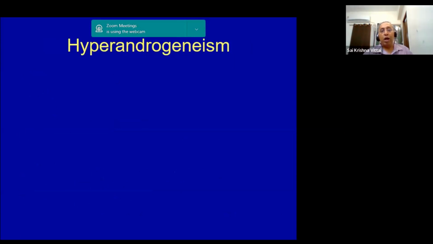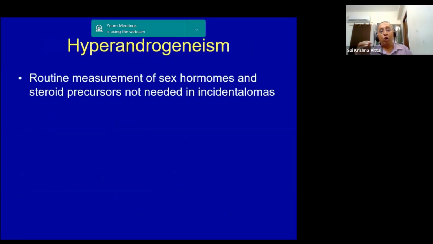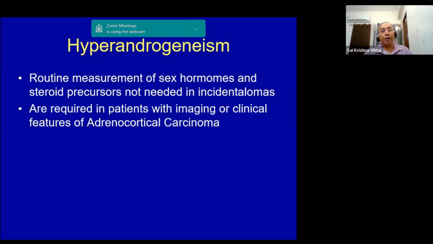Coming to sex steroids or hyperandrogenism, where will you routinely measure sex hormones in a case of adrenal incidentaloma? I don't think measurement of sex hormones and steroid precursors is routinely indicated. You will do it when there are clinical features suggestive of adrenocortical carcinoma. So when you see that there are clinical features of steroid excess or sex steroid excess, or when there are imaging features of adrenocortical carcinoma, you will want to measure sex hormones.